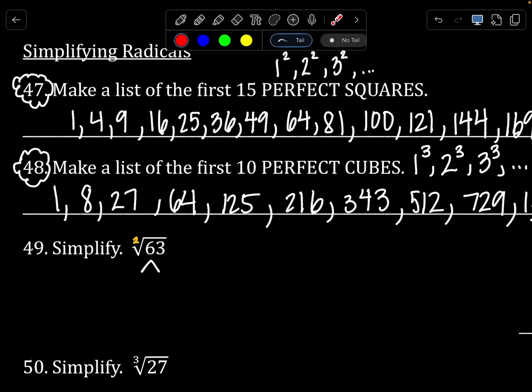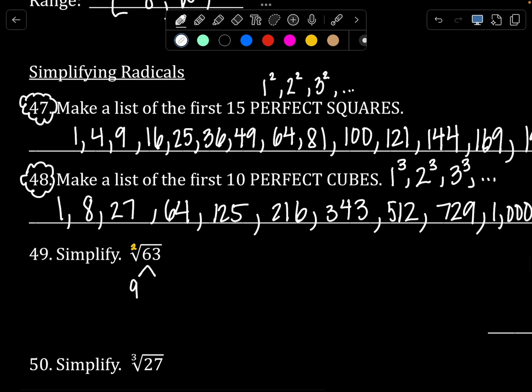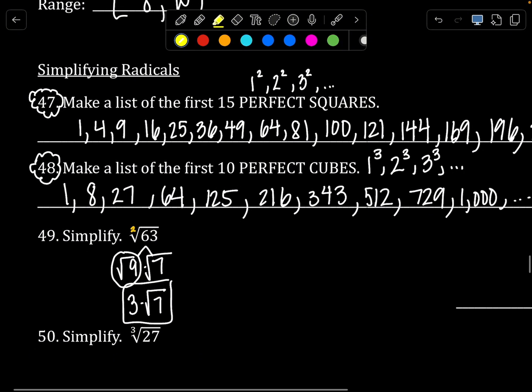You have to go down the list. Does 1 divide it? Yes. Does 4? Does 9? Does 16? 3 is not a part of that list, so you only look at the numbers on the list. 9 times 7, and you take the square root of both, because that's a nice property: whenever we have 2 factors, we can split them. The square root of 9 is 3, and leave your radical 7. That is your final answer, 3 rad 7. We took out a perfect square.